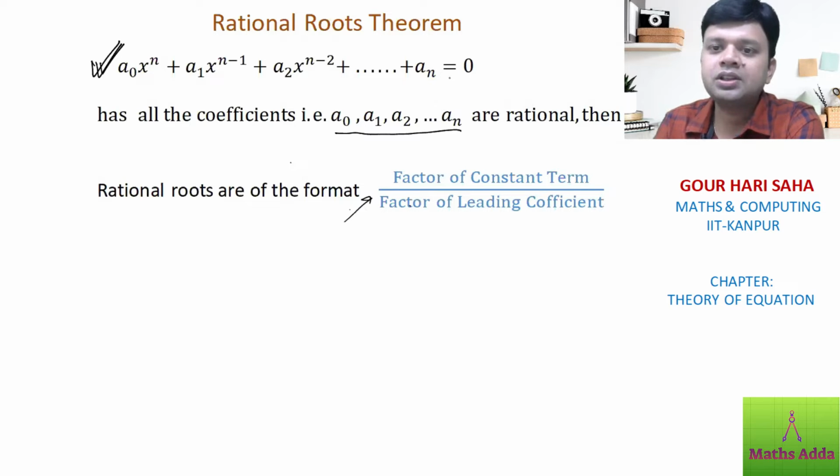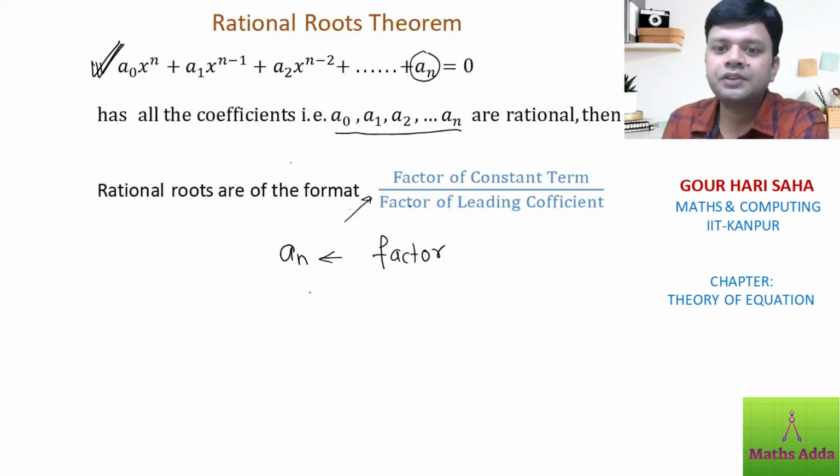So what is the constant term? The constant term is an, right? And what we are looking for is its factor. Okay, and then what is the leading coefficient? The leading coefficient is a naught. This is the leading coefficient.